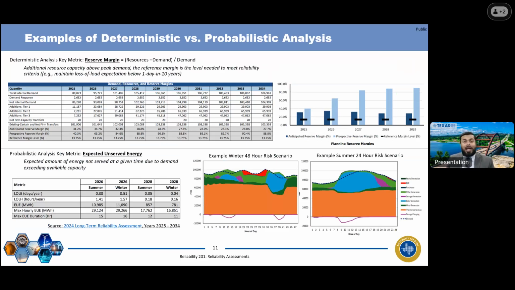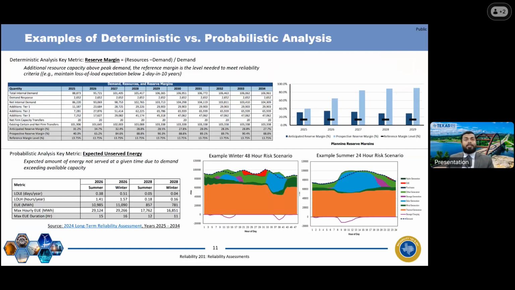Considering the customer load is higher during the summer months, we're studying the summer values in this particular table in the 2024 NERC Long-Term Reliability Assessment. This table shows that the capacity reserves are higher than the reference margin level of 13.75% for all 10 years. This is also shown in the graphic next to the table. Now, let's discuss the probabilistic assessment by focusing on a very key metric called expected unserved energy, in short, EUE.